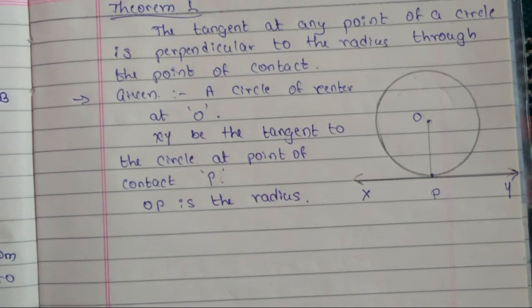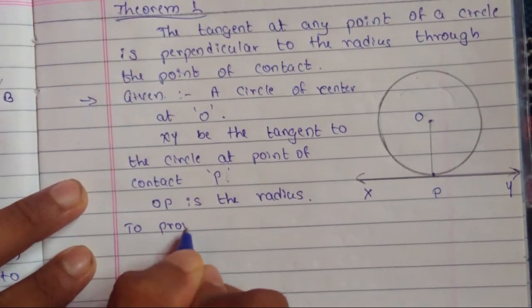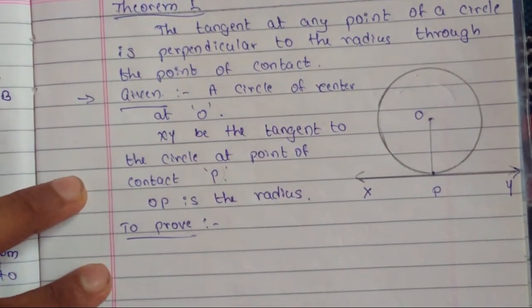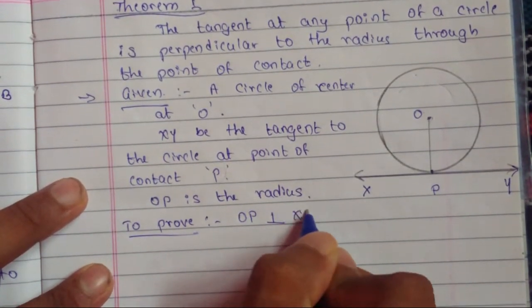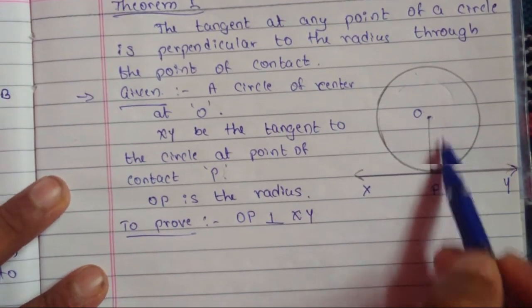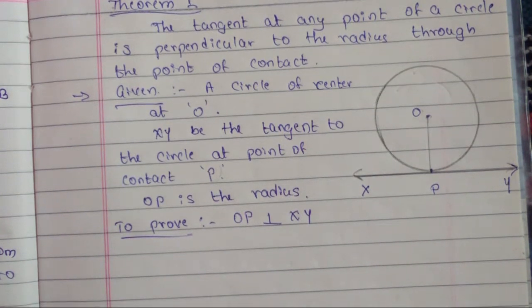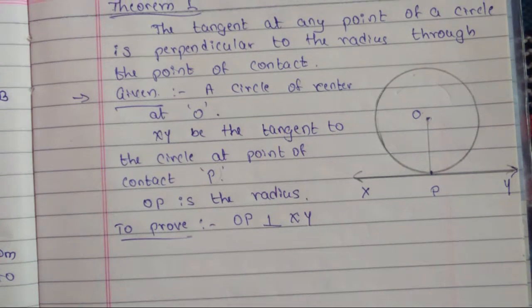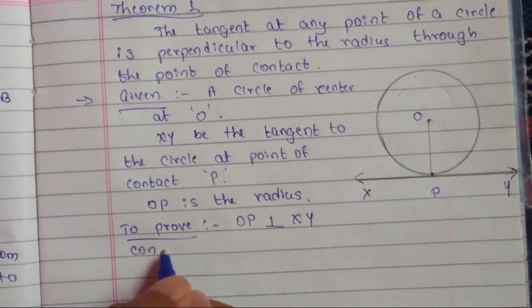Next, what we have to prove, that one we have to write here. To prove: we have to prove OP is perpendicular to XY. Now, to prove OP is perpendicular to XY, we have to consider some assumption. Okay, for that, I will take another step, that is construction.